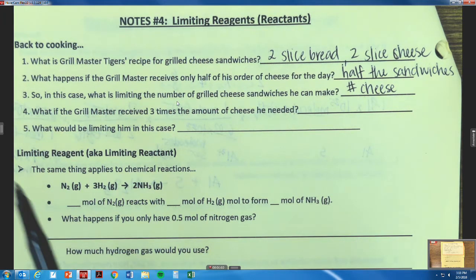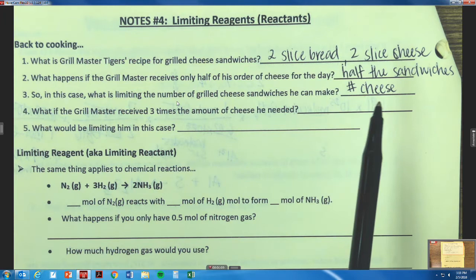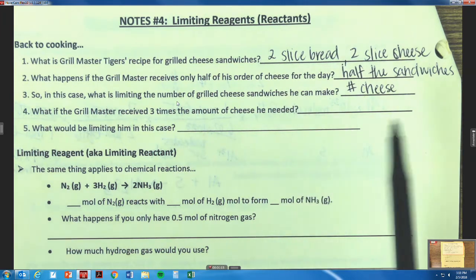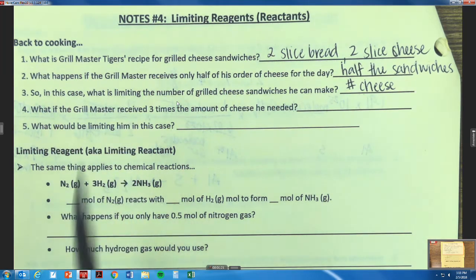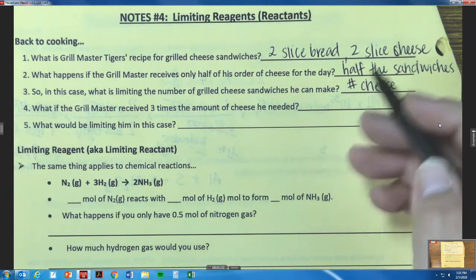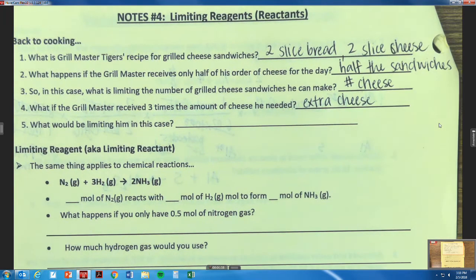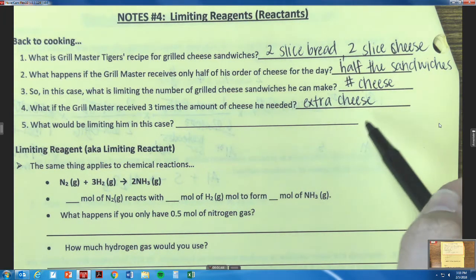In this case, what is limiting the number of grilled cheese sandwiches that he can make? Obviously, if he only received half of his order of cheese, then it would be the number of cheese slices that limits his sandwich making. Number 4, what if Grill Master received 3 times the amount of cheese that he needed? Well, then he's just going to have extra cheese, because he wouldn't have enough bread to make all those sandwiches.